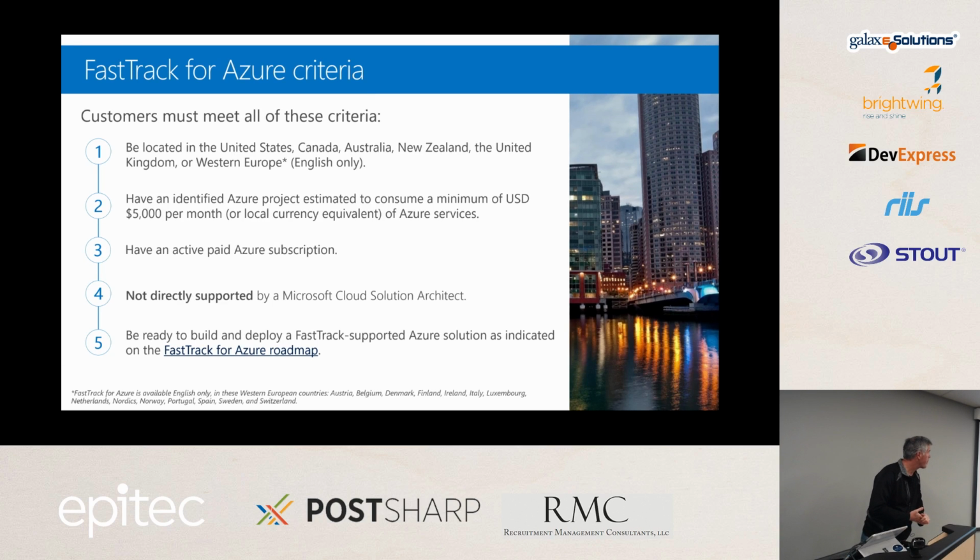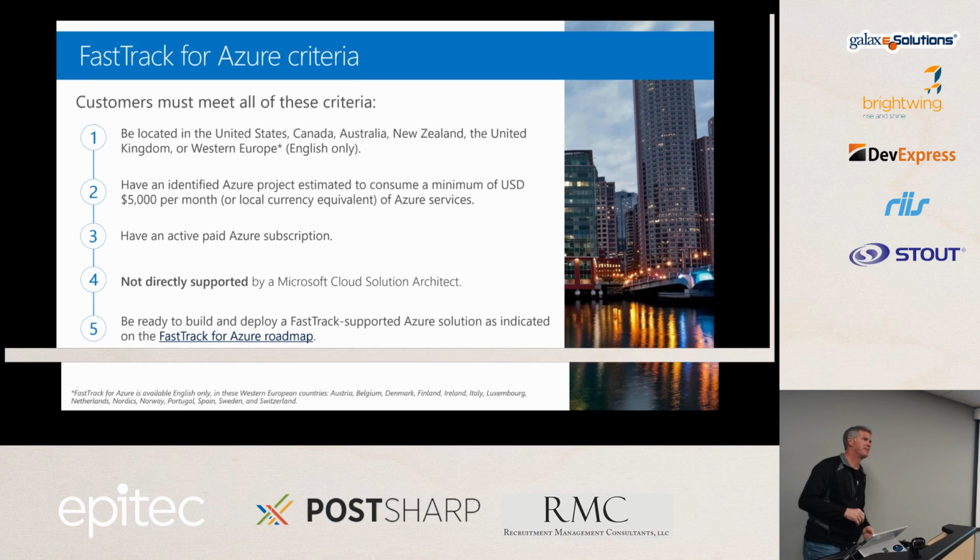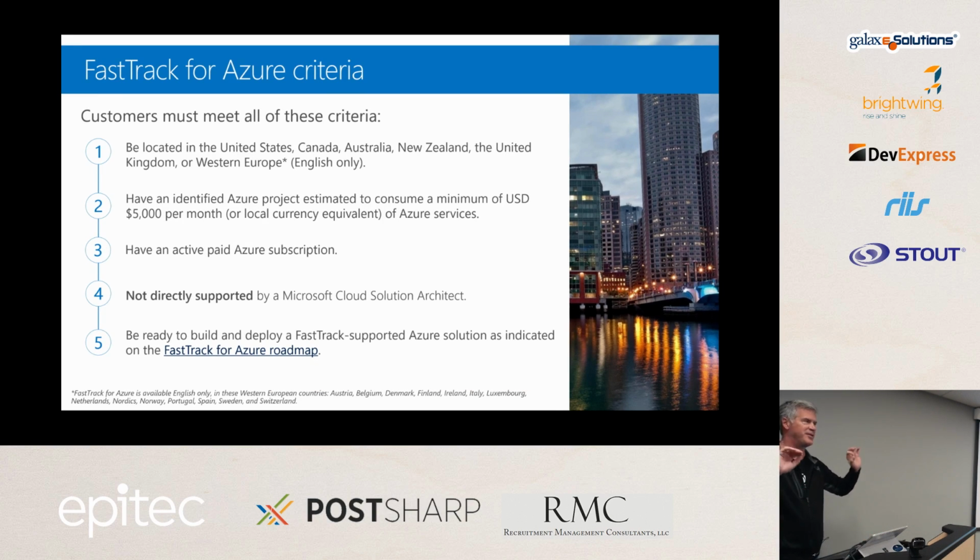So you have to be located in one of the English-speaking countries. That's number one. Number two is about $5,000 a month consumption. So if there's something you're putting into Azure, lift and shift of VMs, data migration, app modernization, $5,000 a month spins the meters, an engineer can be assigned to you. So again, from an education standpoint, if you hear the word Fast Track out there, you'll say, oh, I heard about Fast Track.